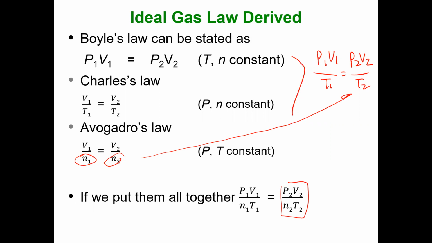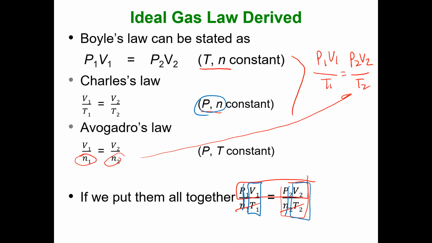So the reason why I like this expression is if I know that temperature and moles are constant, this denominator would cancel out and I'd be left with Boyle's. As well, if I'm looking at pressure and moles being constant, these would cancel out and I could easily derive Charles' law.